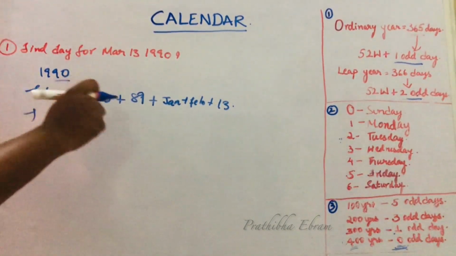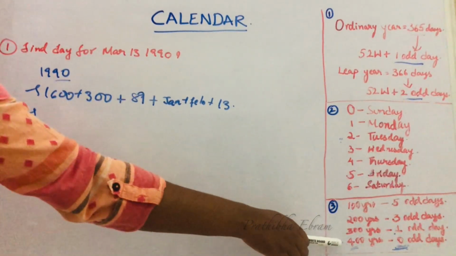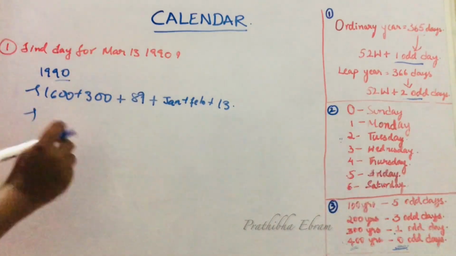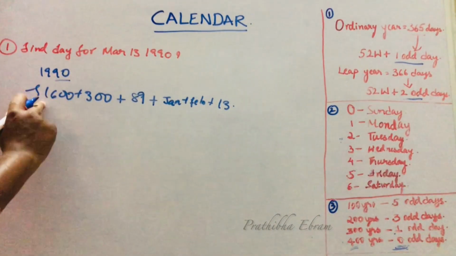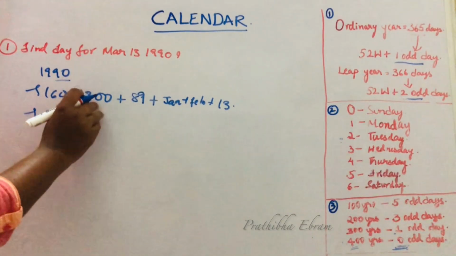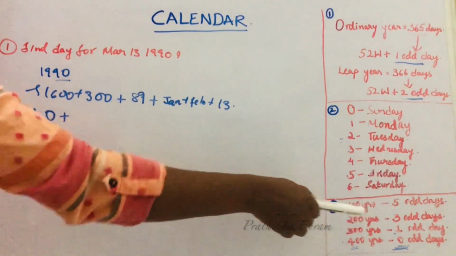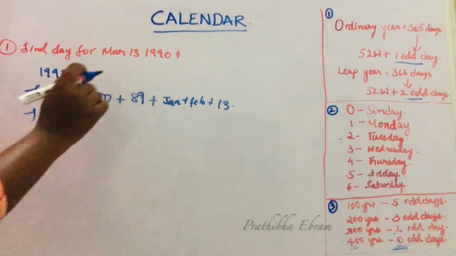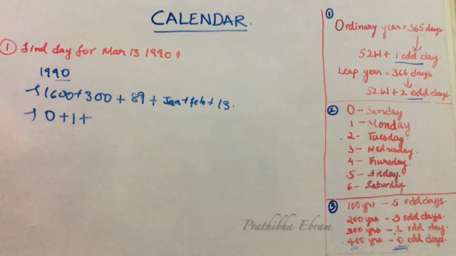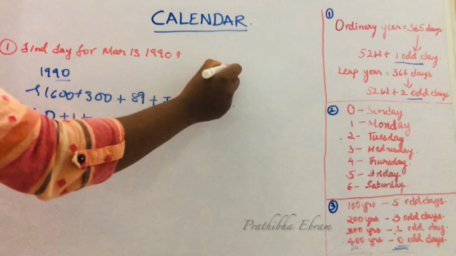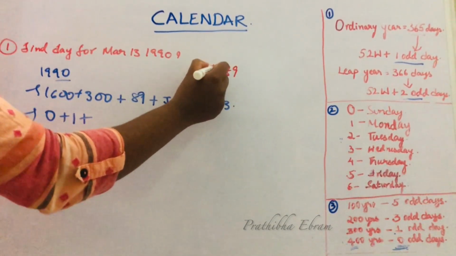1600 years, right? Now what did we see here? All the multiples of 4 in century years have 0 odd days, right? So this is a multiple of 4. Now for 1600 we have 0 odd days. For 300 years we have seen that we have only 1 odd day, plus 1. Plus in 89 years we have to check how many leap years there are. So to check the number of leap years in 89, we have to divide it by 4.